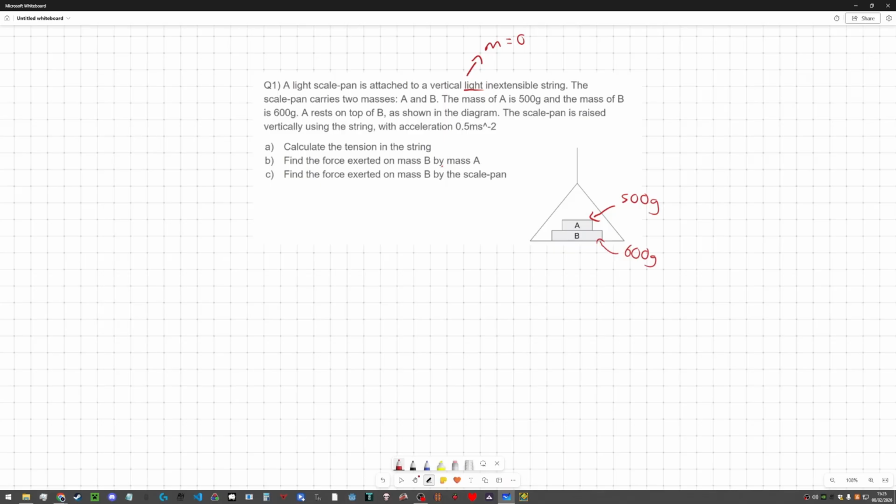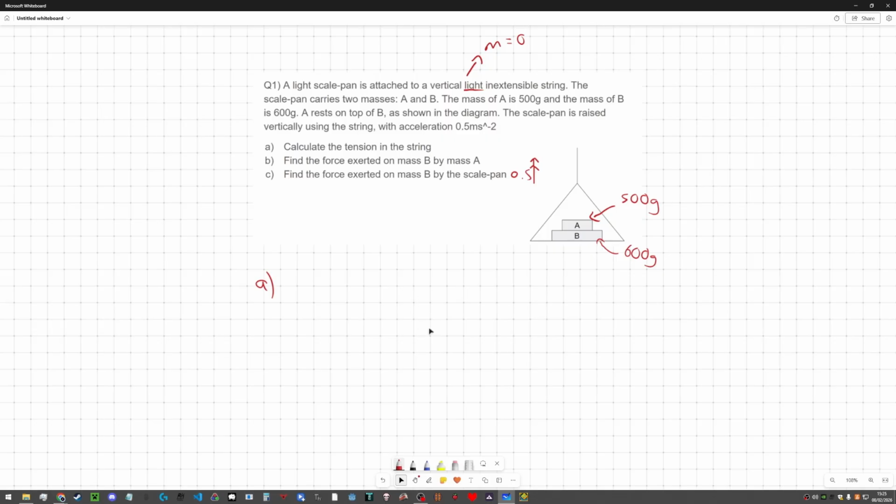A rests on top of B as shown in the diagram. The scale pan is raised vertically using the string with an acceleration of 0.5 meters per second squared. So in diagrams, it is common to see acceleration labelled as a double arrow. Right, part A, calculate the tension in the string.